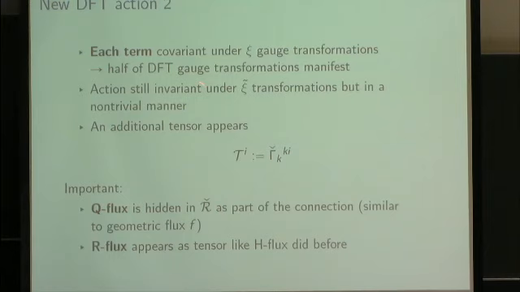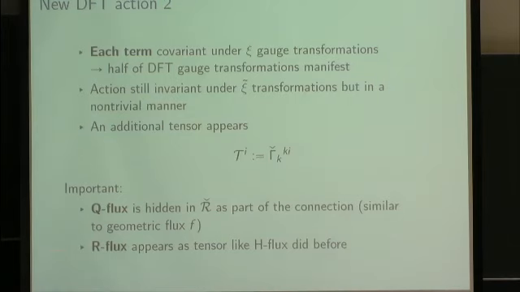So let me note once more that each term of this new action is now covariant under Xi gauge transformations. So again, that is half of the double field theory gauge transformations, and these are made manifest by this approach. Of course, the action is still invariant under the other half of the gauge transformations, but that is a non-trivial matter, so we have to combine different terms.